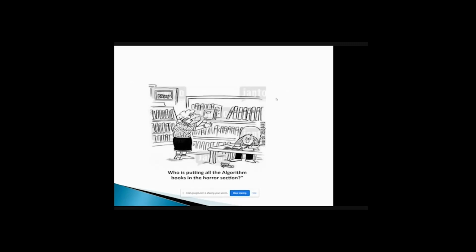Now, you can see the image on the screen. A lady is trying to take a book. She has gone to the order section and she finds an algorithm book. And she's saying, who is putting all the algorithm books in the order section? So definitely this is what happens in real life.